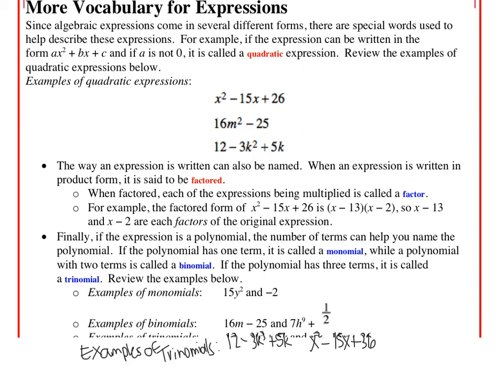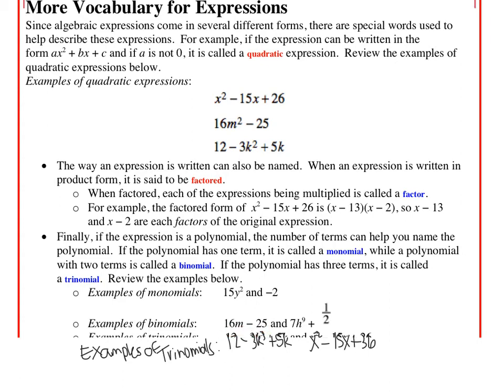Finally, if the expression is a polynomial, the number of terms can help you name the polynomial. If the polynomial has one term, it's called a monomial. A polynomial with two terms is called a binomial, and if it has three terms, it's called a trinomial. So monomial, one term, meaning there's no addition or subtraction. So 15y squared is a monomial. Negative 2 is another monomial.